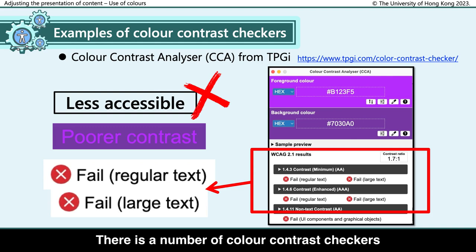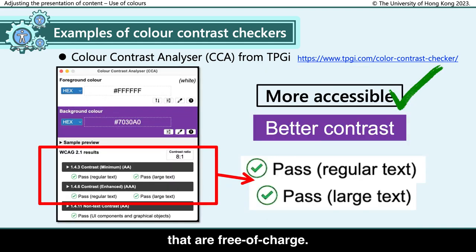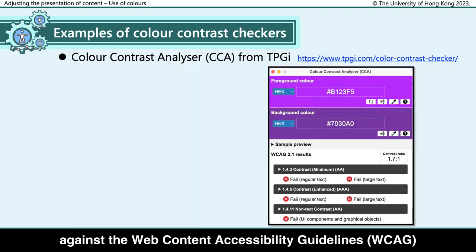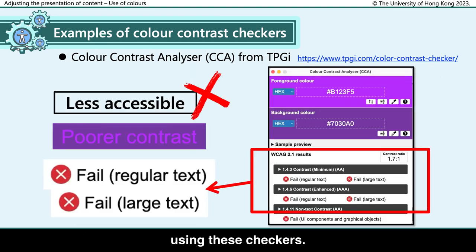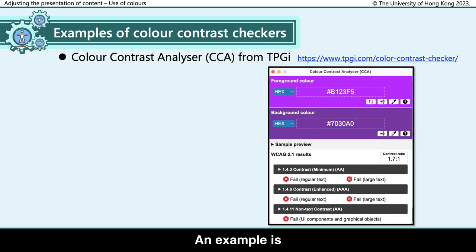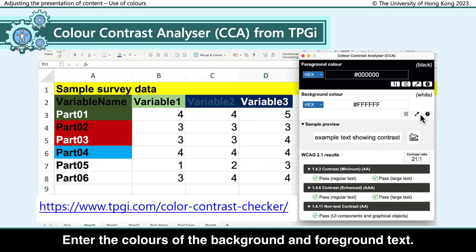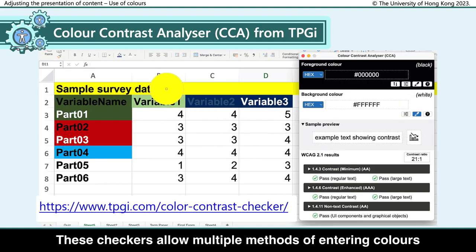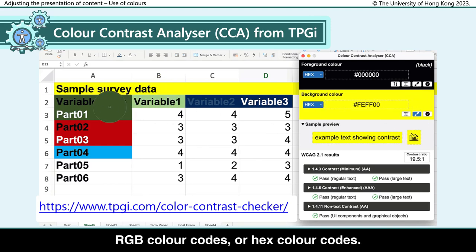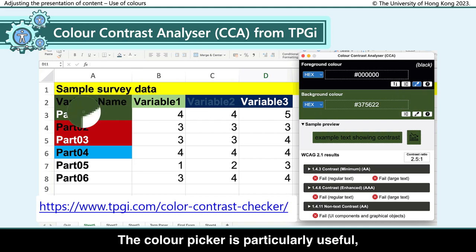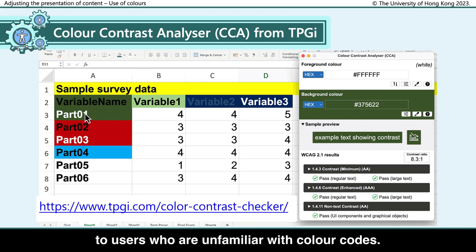There are a number of color contrast checkers that are free of charge. Color contrast is checked against the Web Content Accessibility Guidelines, WCAG. Using these checkers, an example is the Color Contrast Analyzer from TPGI, available for both Windows and Mac. Enter the colors of the background and foreground text. These checkers allow multiple methods of entering colors, such as the Color Picker tool, RGB color codes, or hex color codes. The Color Picker is particularly useful to users who are unfamiliar with color codes.